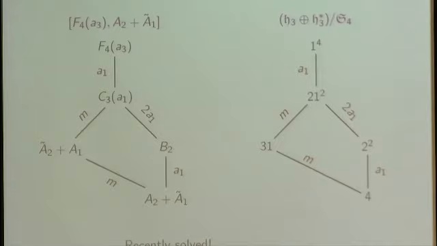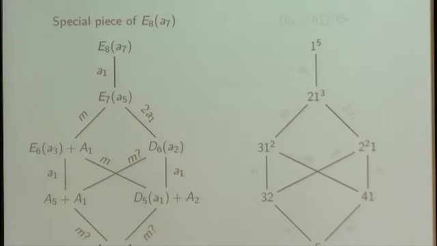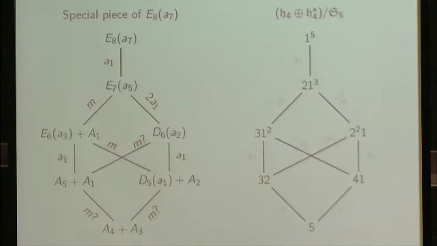So that's very nice. And this is a missing one. So in E8, it seems much more difficult. So it's a very big special piece. And so it should be the same singularity as H plus H star modulo S5, which has this kind of orbit poset with all those M singularities.